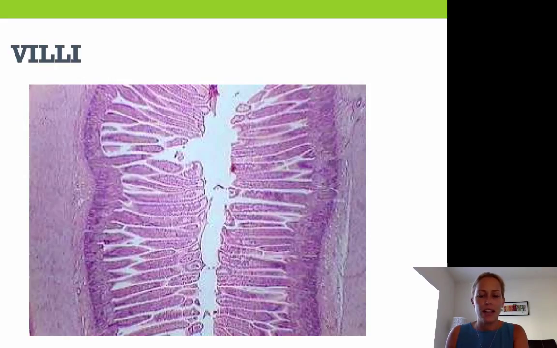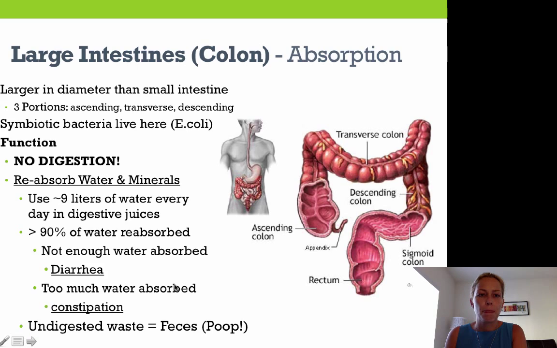Here is a cross-section of some villi under a microscope, and you can see all the finger-like projections that are the villi. If we were to zoom in closer, there would even be further hair-like structures, microvilli, on the surface of that to increase the absorption of nutrients in the small intestine.